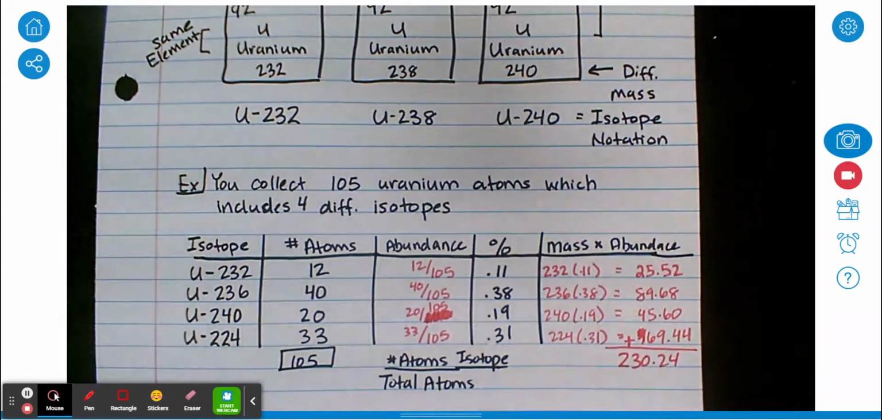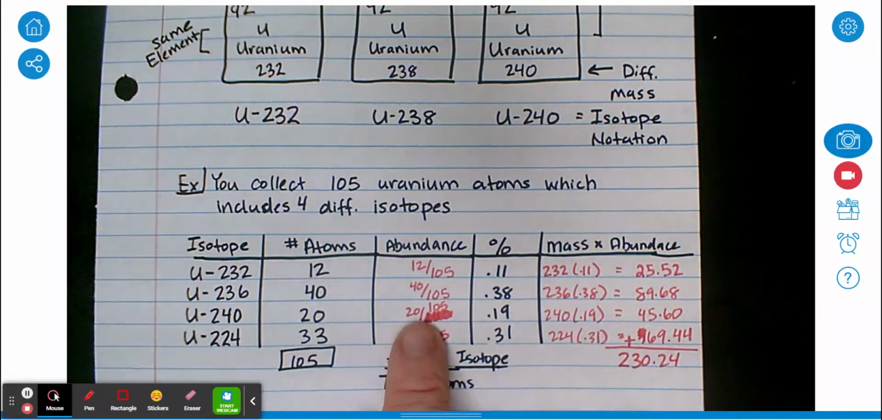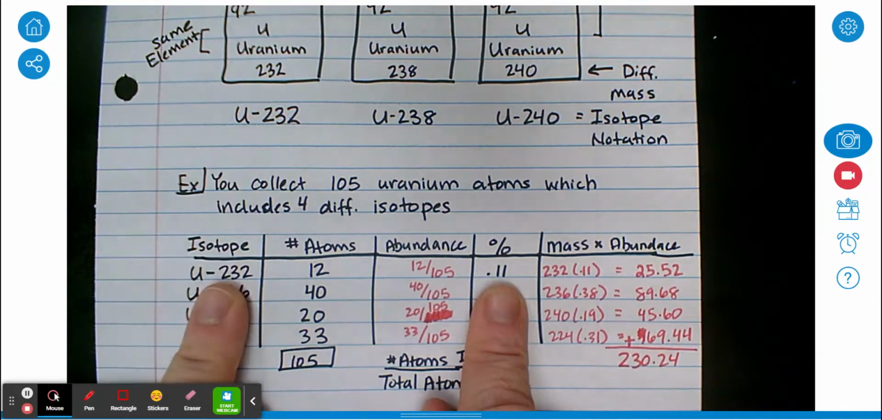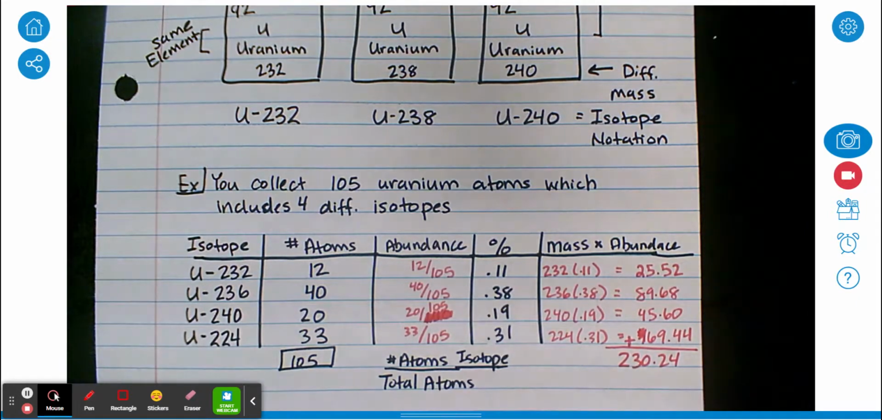So this is all sheet 3 is. Working through some isotope calculations. Get that abundance, get it as a decimal, take your percent abundance, times it by your isotope mass, and total them all up.